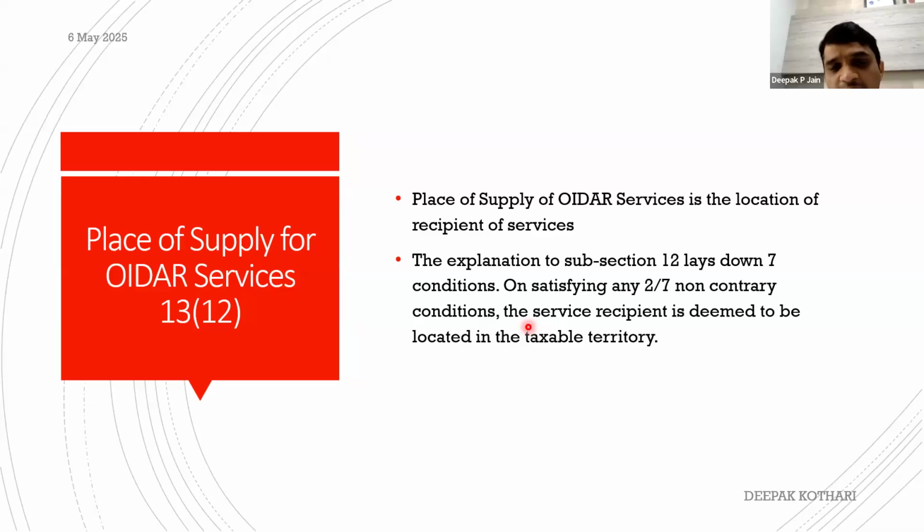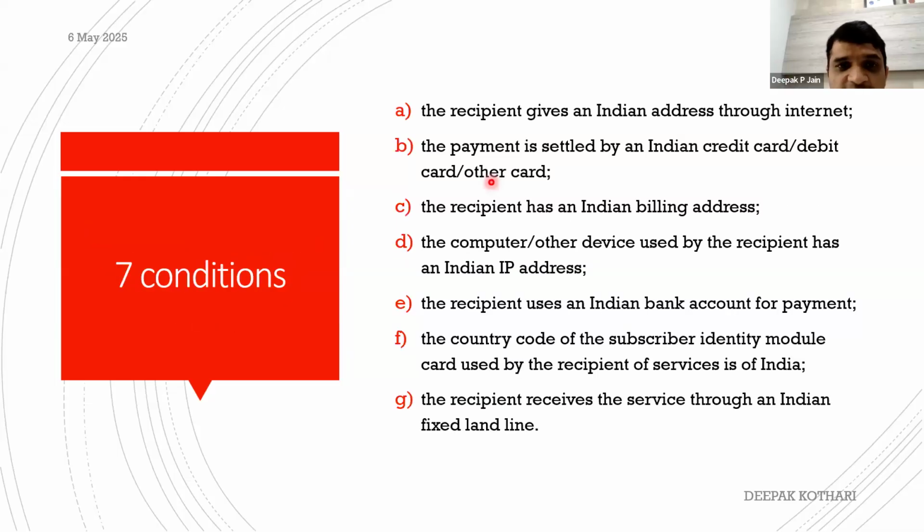Irrespective of his actual location, he may be located elsewhere when he is consuming the service, but the section lays down artificial criteria and says that even if 2 of these 7 conditions are satisfied, then the recipient will be deemed to be located in the taxable territory. Now, these 7 conditions are: first, the recipient gives an Indian address through the internet. So when he logs in to the service, say he's logged into Gaana.com and he's given this Indian address, then the first criterion is satisfied.